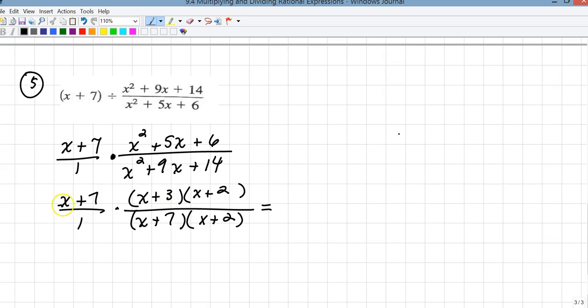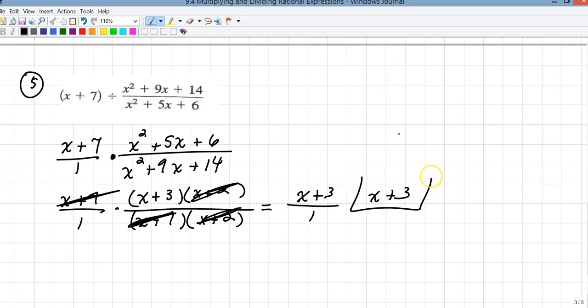So I'm going to cross out. I have an x plus 7 here with another x plus 7. Remember, x plus 7 is one factor. The plus sign holds it together and makes it one factor. So we're not going to reduce an x plus 7 unless it's with another x plus 7. And an x plus 2 over x plus 2. So all I have left to do is multiply across. So I get x plus 3. And that's it.